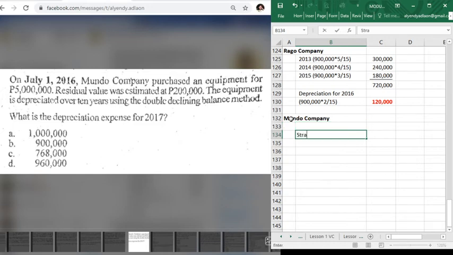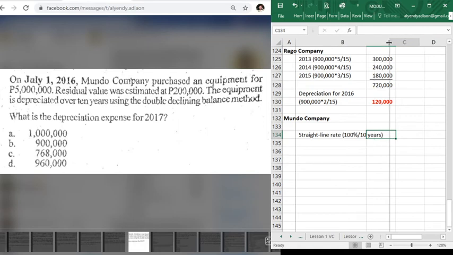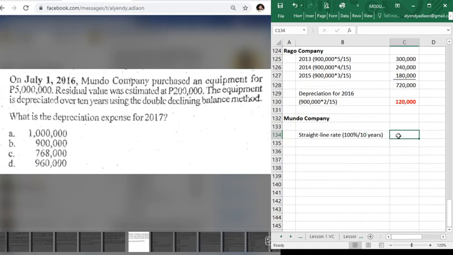Okay, so kwaon sa nato ang straight line rate, no? As the first thing to do sa double declining. So, unsa man ang straight line rate? That would be 100% divided by the useful life. Okay? So, pila kaha na siya? 100% divided by 10 years. So, di ba that is 10%. Okay, very good. That is 10%.